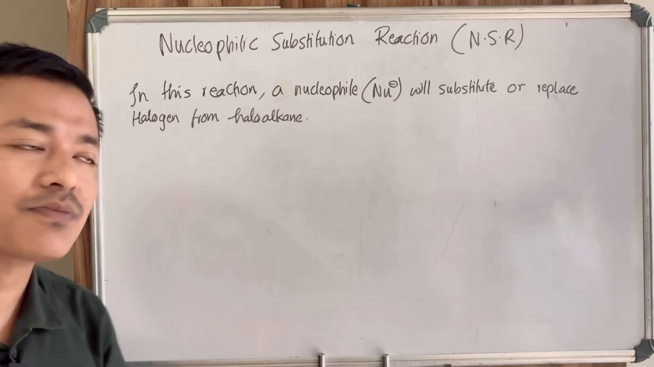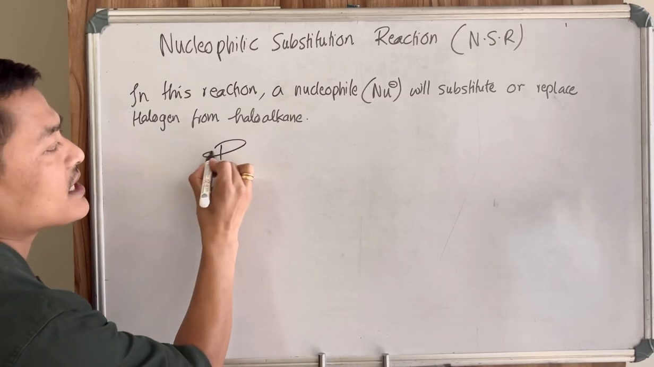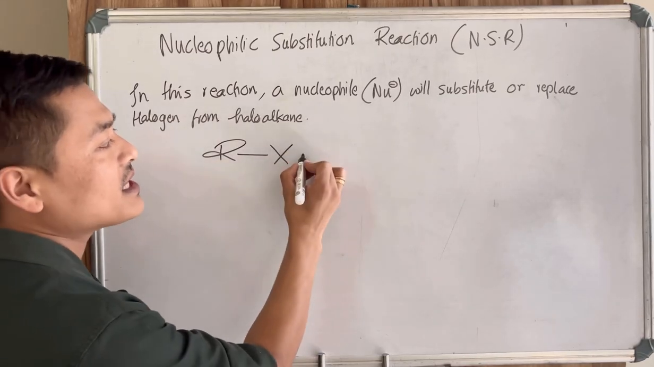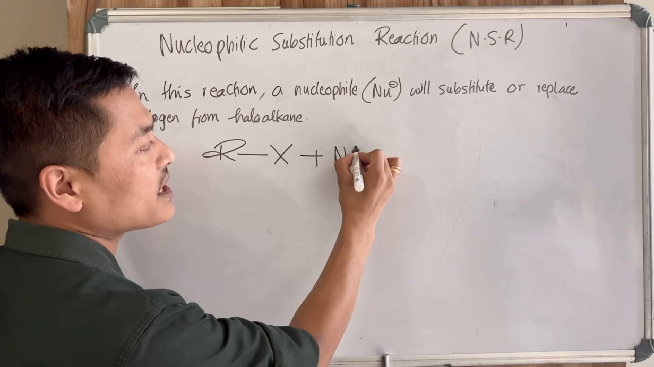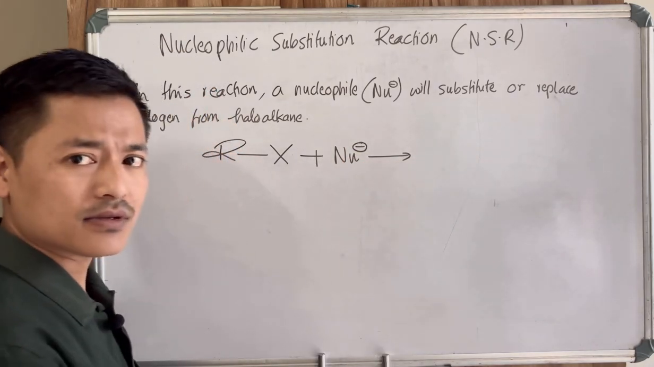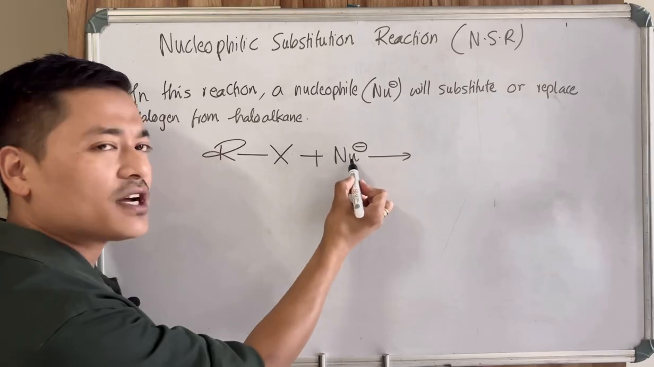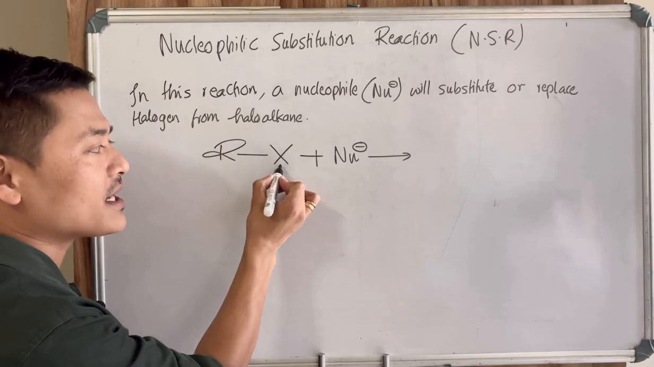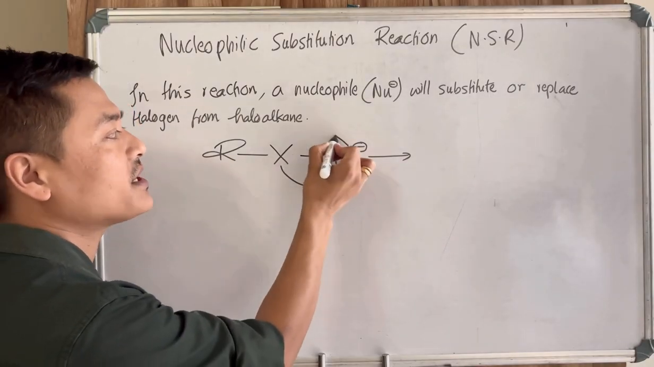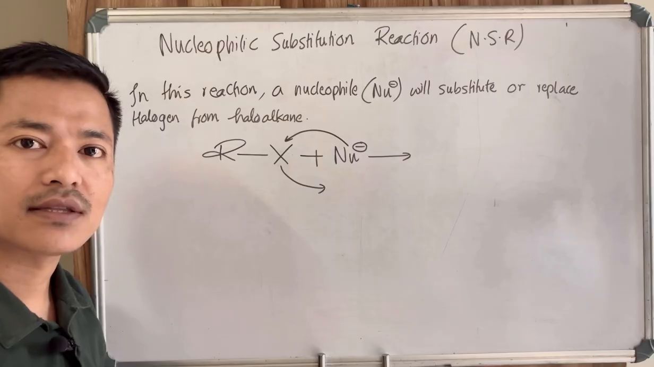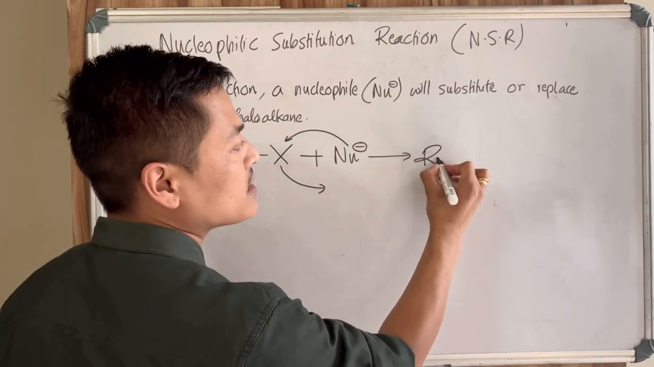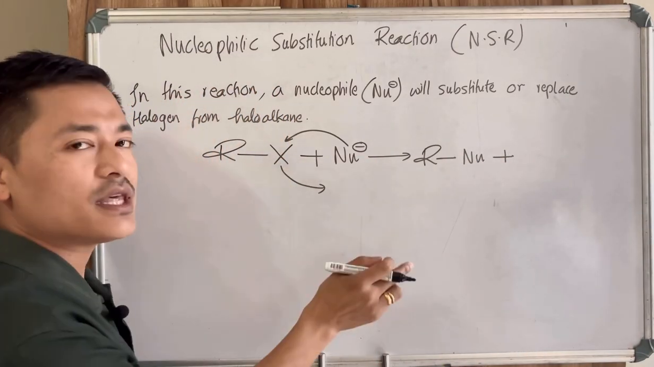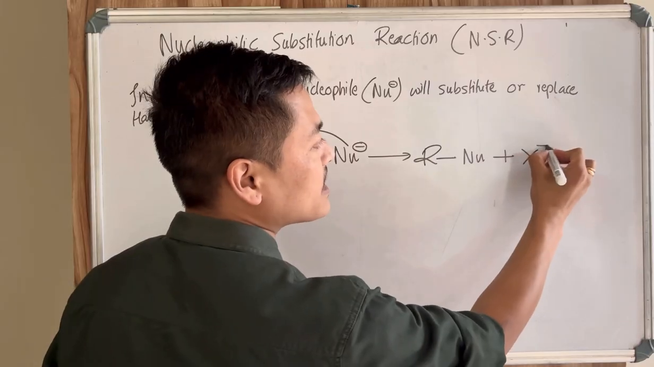Basically, if this is your haloalkane, haloalkanes are generally represented by RX. Now, when this haloalkane is reacted with a nucleophile, that is Nu minus, a negatively charged particle, it will replace the halogen present in the haloalkane. It will be replaced completely, and the nucleophile will come in place of X. That is why the product will be R-Nu, and the halogen will be eliminated as X minus.